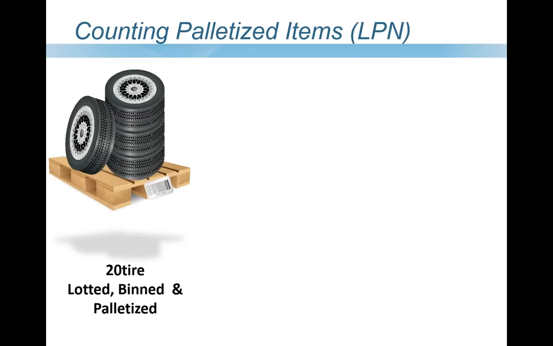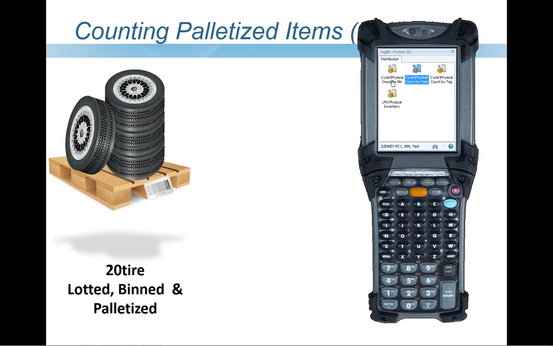We'll show you our lotted, binned, and palletized item, our pallet full of tires, by going into LPN physical inventory. When I go into LPN physical inventory, we'll once again select our batch ID. From here, I'll scan our item number, our bin number, and then I'll scan our LPN number.